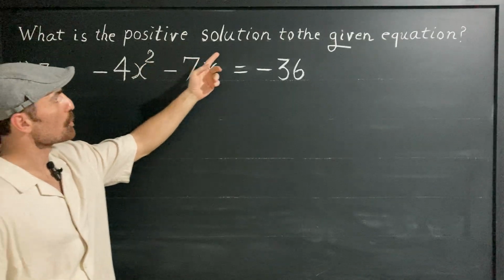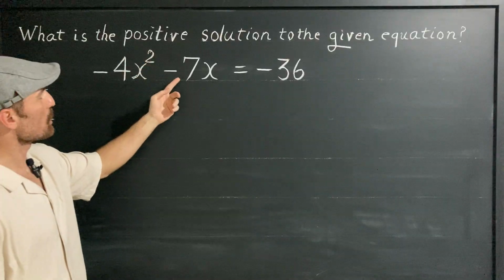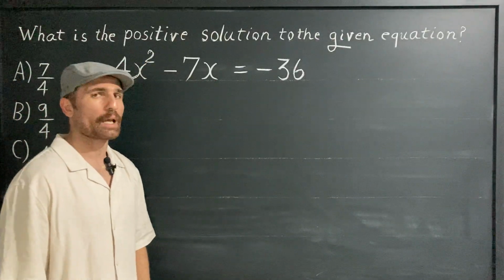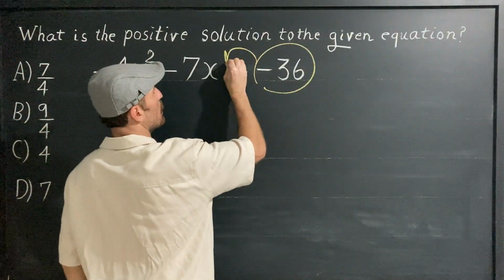What is the positive solution to the given equation where negative 4x squared minus 7x equals negative 36? But where should we start the solution? Step 1. I am going to transpose this negative 36 to the left side.